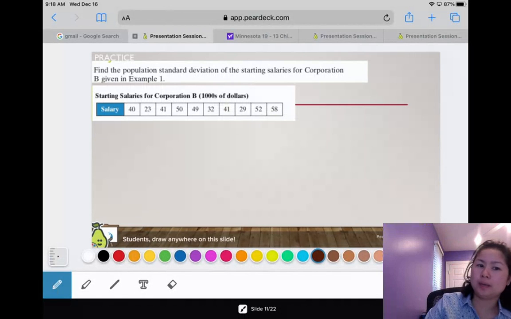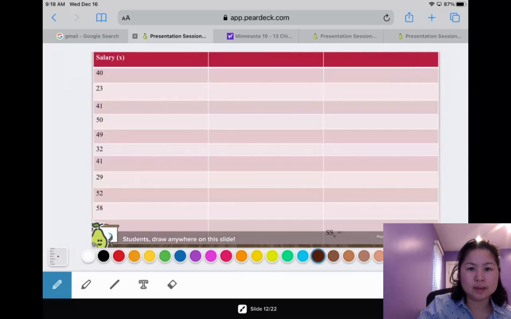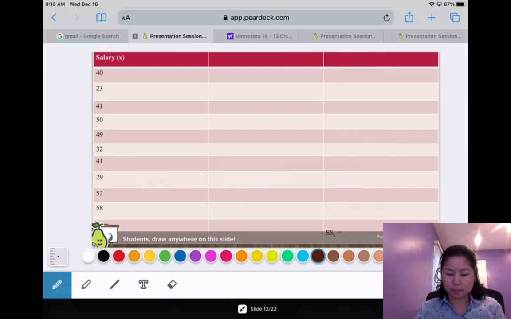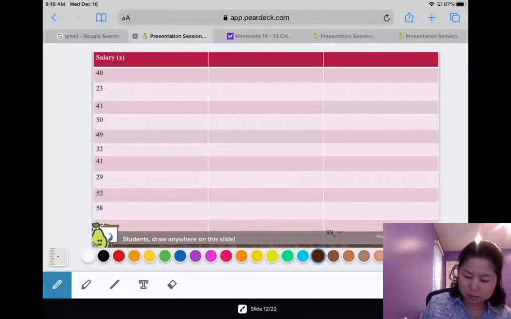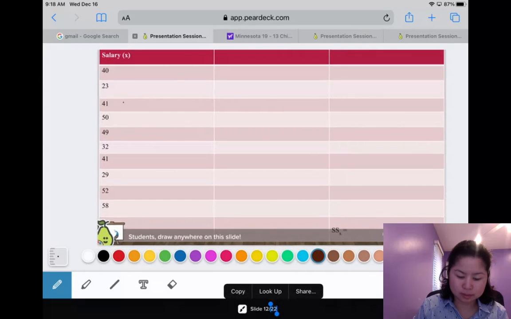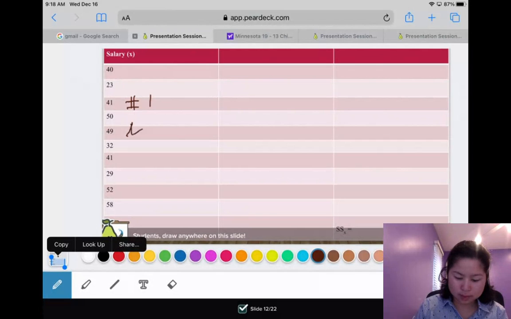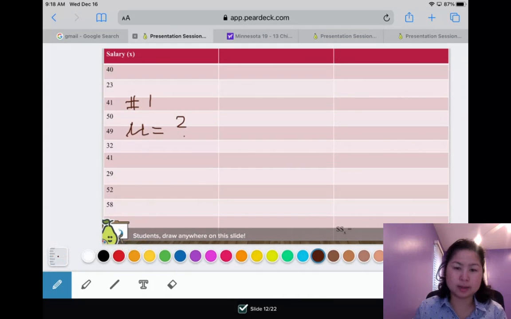This is company B. We have the salary for company B. It's the same thing, but it's different people with different amounts of money. So we have 40, 22, 41, 50, all of that. This is the one that I want you to work on. So step number 1 is to find the mean. Step number 1, find the mean.